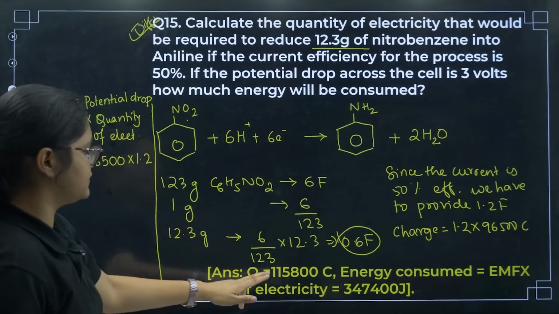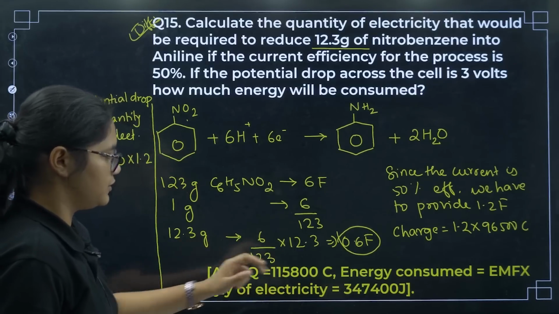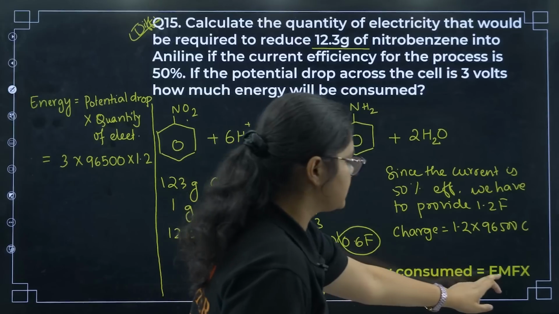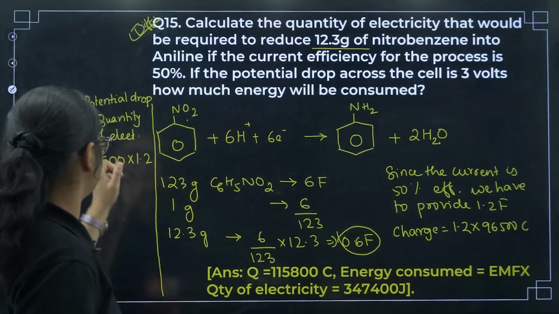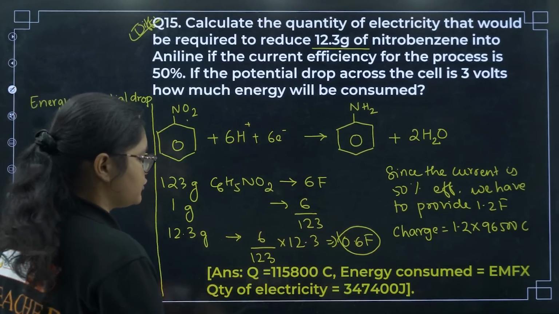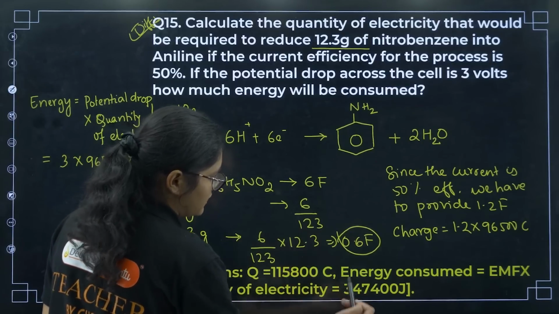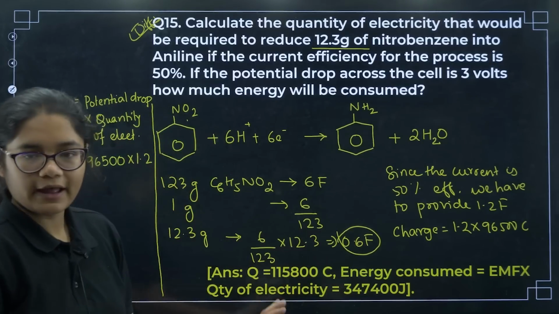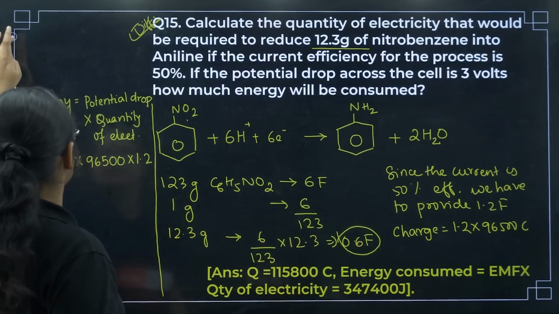So you can see here, this one is 115800. If you solve this one, energy consumed is EMF into quantity of electricity. So that is 3 into 96500 into this one. So you can just say, if you multiply this one with 3, you will get this value. Okay, I hope this is clear. This question was a little difficult one.